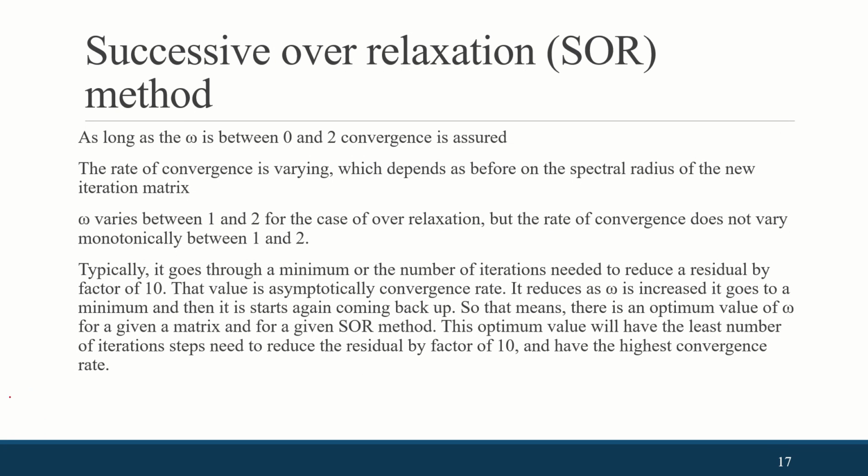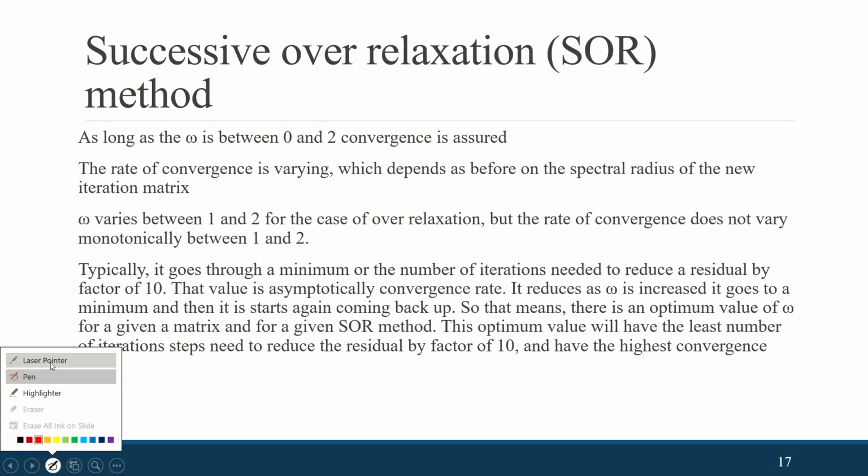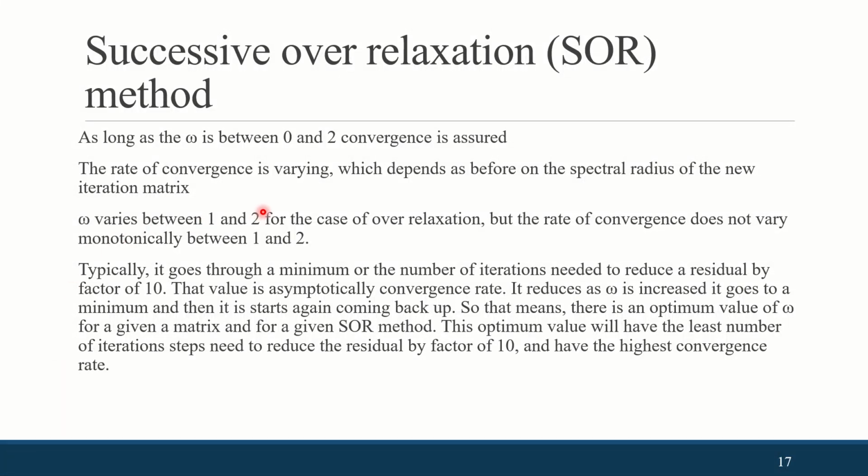But for under relaxation we cannot say that as omega is increasing, convergence is increasing at the same speed. It is not so. The rate of convergence depends on the spectral radius of the newly formed iteration matrix, and omega varies between 1 and 2. In that zone the rate of convergence does not vary monotonically. Typically it goes to a minimum of the number of iterations needed to reduce the residual by a factor of 10. This value is the asymptotic convergence rate. It reduces as omega is increased, it goes to a minimum and then it starts coming back up.